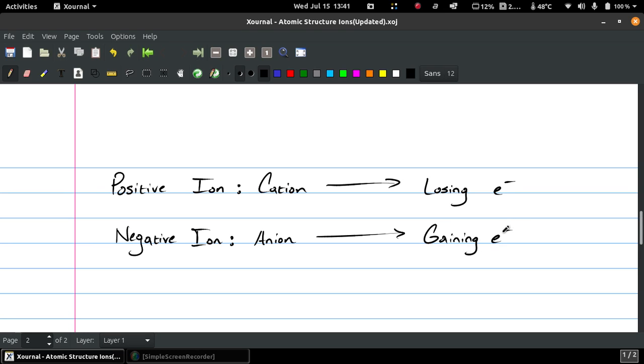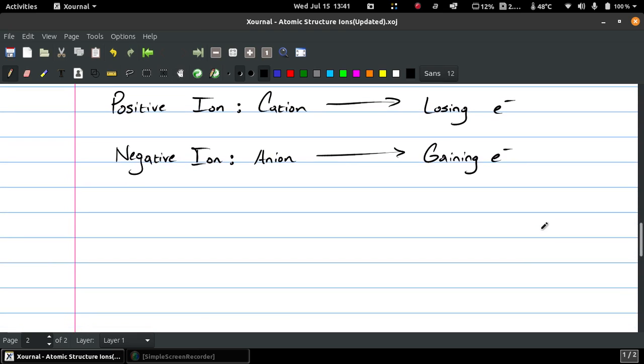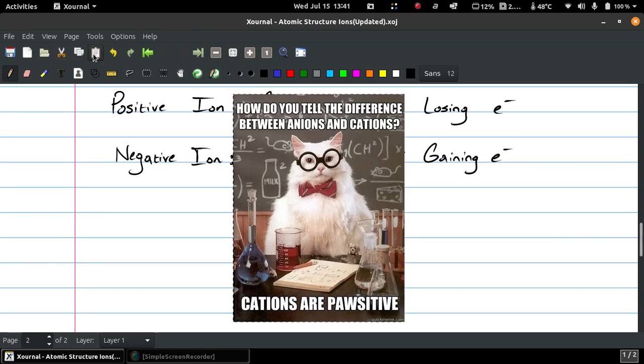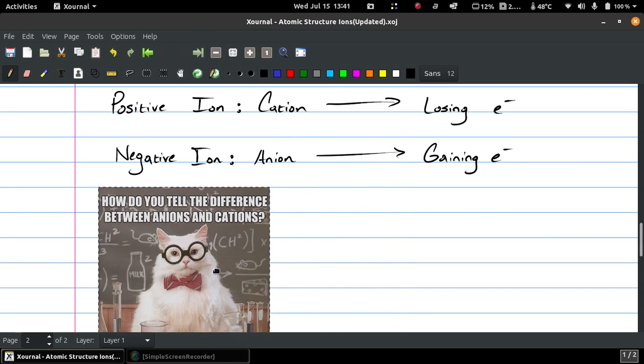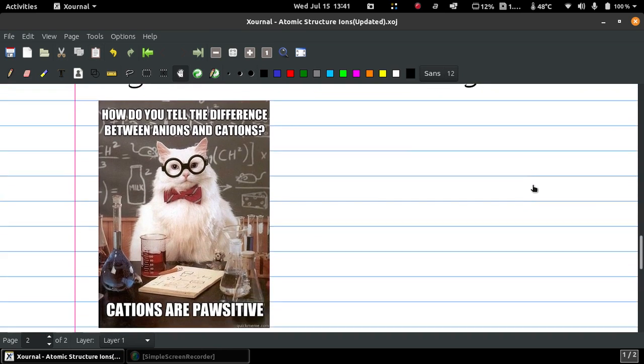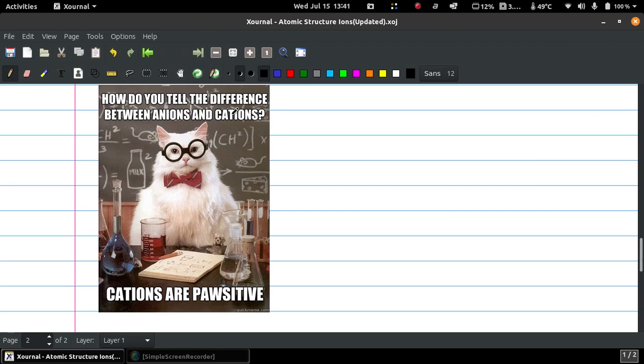Okay, so make sure you copy that down. And here, I'm going to paste that in. So if you need to copy this, just pause the video. But how do you tell the difference between anions and cations? Cations are positive. And then if you just remember this stupid picture, you will never forget which one is the positive one. Even if you don't remember that the anion is negative, if you just remember this is positive, the anion has to be the negative one.